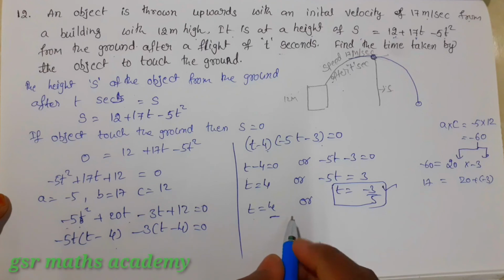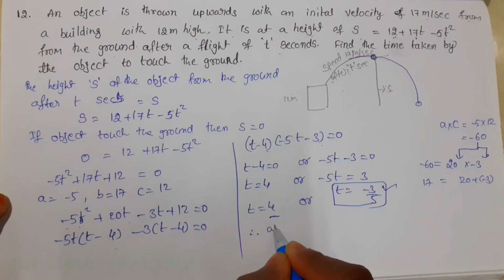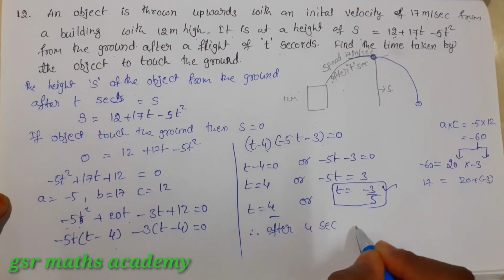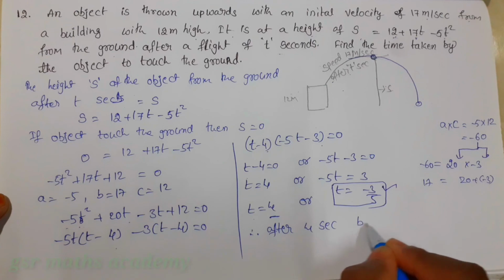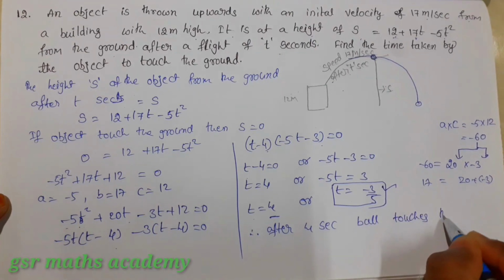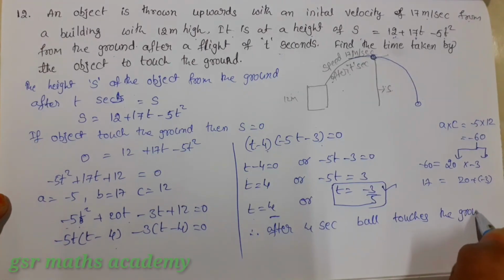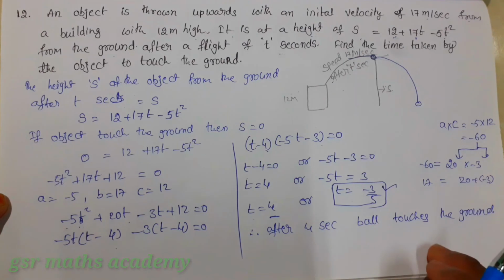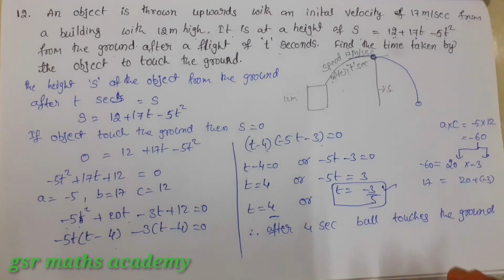That means after 4 seconds, we can write that the ball touches the ground. After projecting that object, after 4 seconds the ball touches the ground.